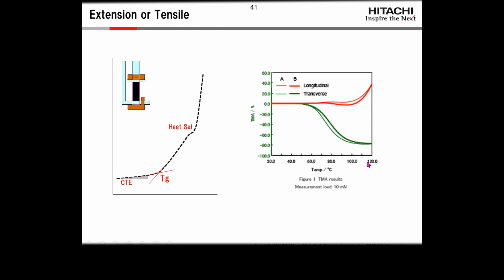When we go into looking at films that have been pulled as they were made, so they're oriented, we see very different curves in the longitudinal or the machine direction versus the transverse or the cross machine direction. So we get very different curves in expansion or extension as we look at the film, whether it's lengthwise or crosswise.